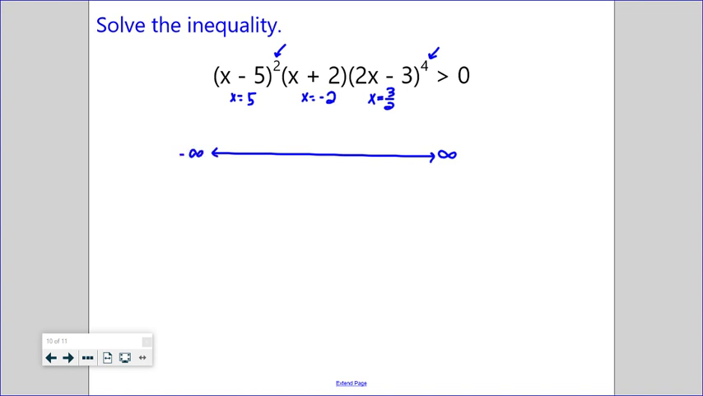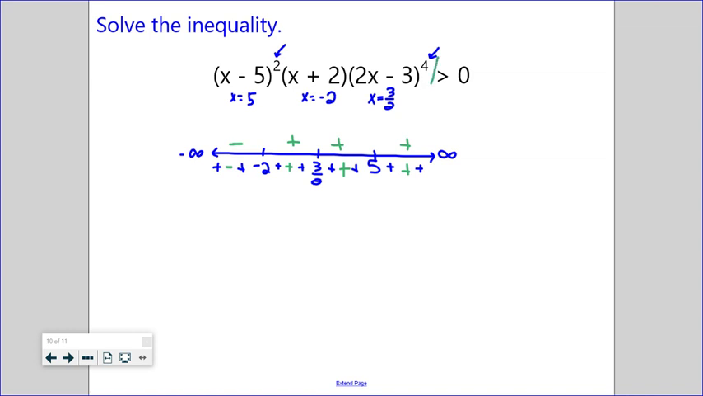So let's get these in the right order here. -2, 1.5, and 5. And again, from the first and the last, we're getting even exponents, so positive numbers. It's that middle one that we're really going to be plugging numbers into. So something less than -2 would be like -10. -10 plus 2 is negative, so that'd be a negative. Something between -2 and 3/2 would be like 0. 0 plus 2 is positive. Something between 3/2 and 5 would be like 3, plus 2 is positive, and something bigger than 5, like 10 plus 2, is positive. So all of those end up positive, and they want it just greater than 0.